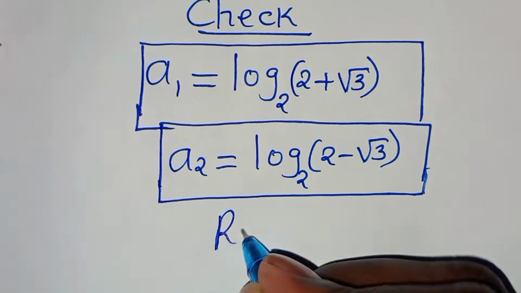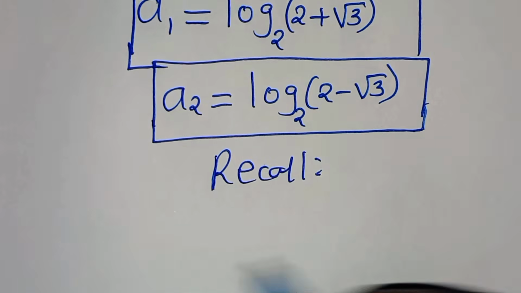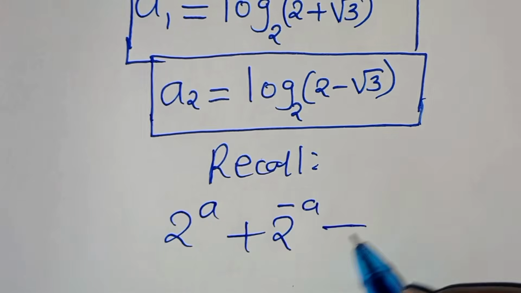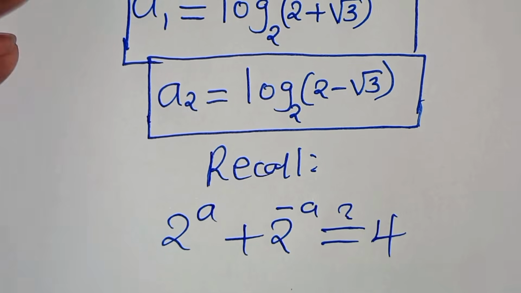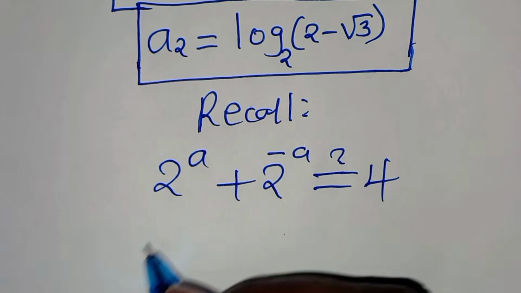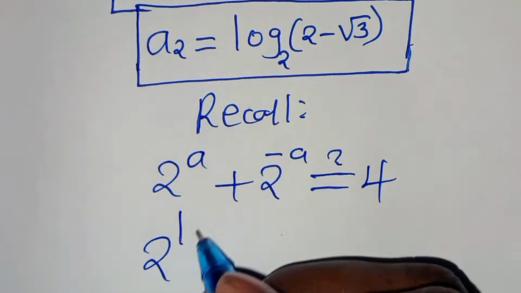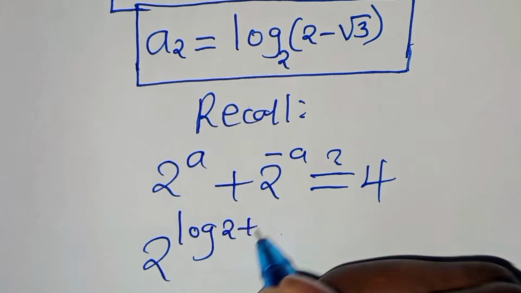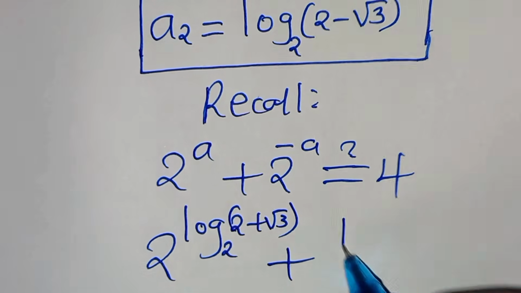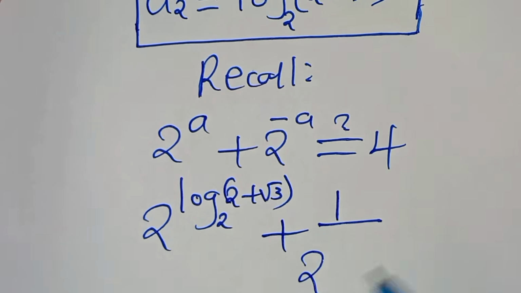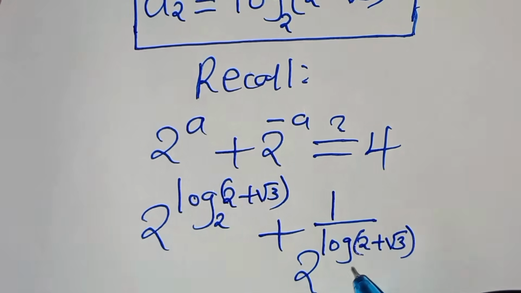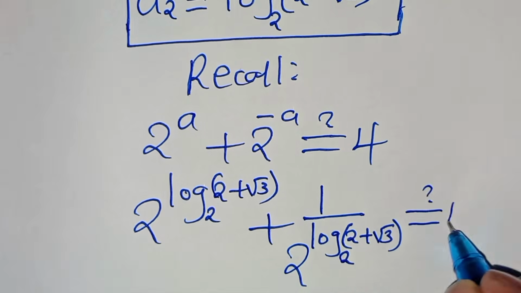Now if you recall, we have that 2 to the power of a plus 2 to the power of negative a. This is supposed to give us a value of 4. So let's substitute a1. Let's start with a1. So this is 2 to the power of log base 2 of (2 plus square root of 3), then plus, this is the same thing as 1 over 2 to the power of log base 2 of (2 plus square root of 3). This is supposed to give us a value of 4.